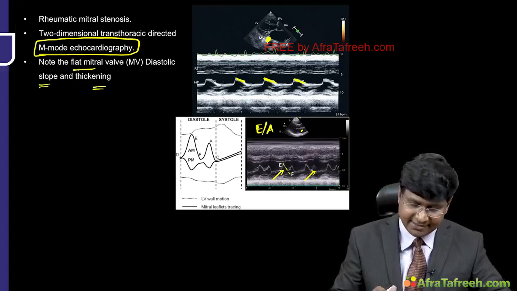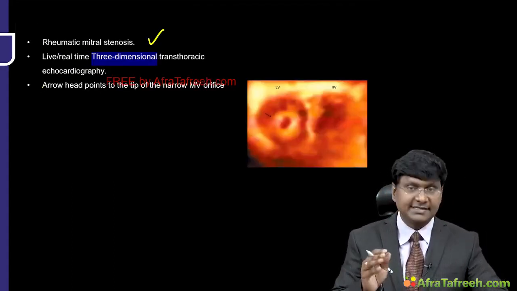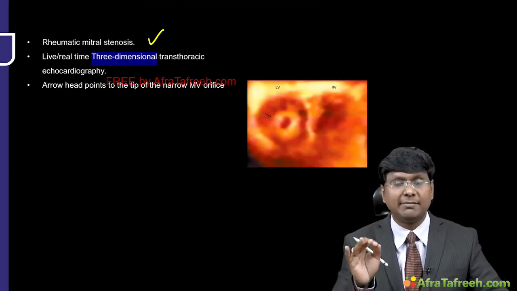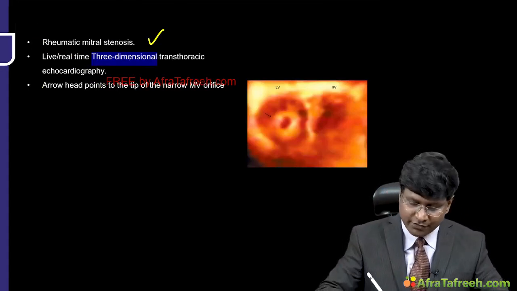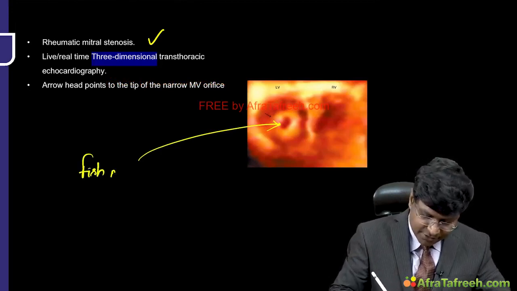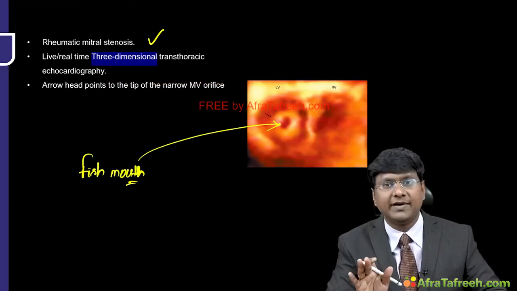Okay, and this is the image showing three-dimensional transthoracic view of the mitral valve in mitral stenosis, which is giving you a classical fish mouth appearance. Okay, so funnel shaped mitral valve.